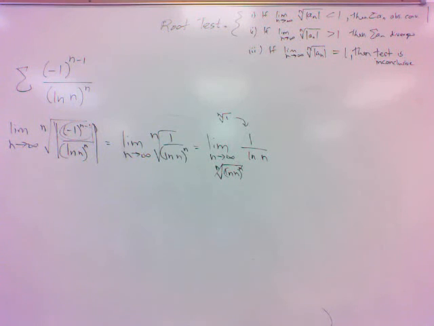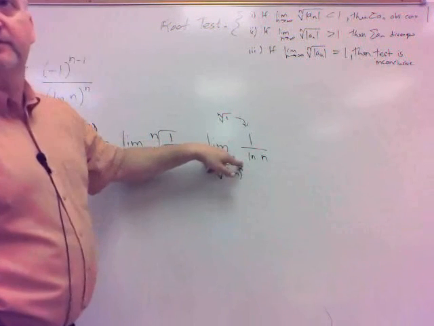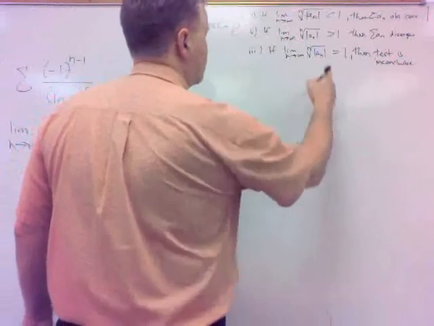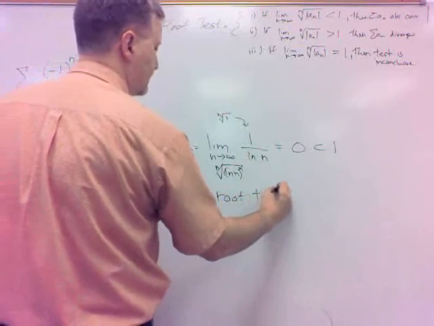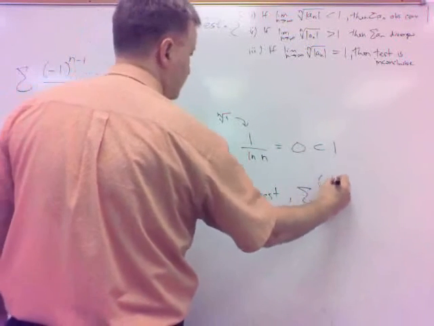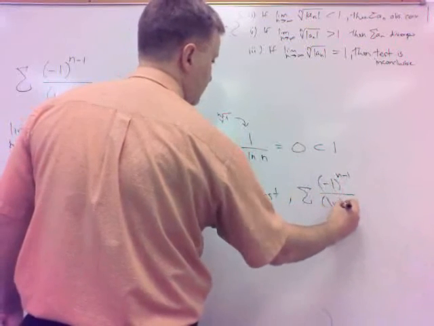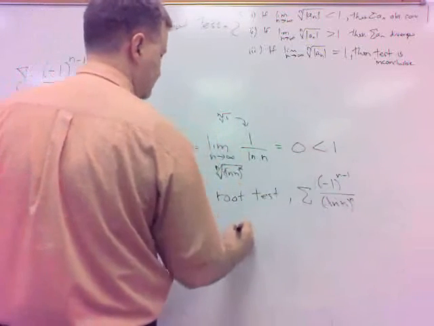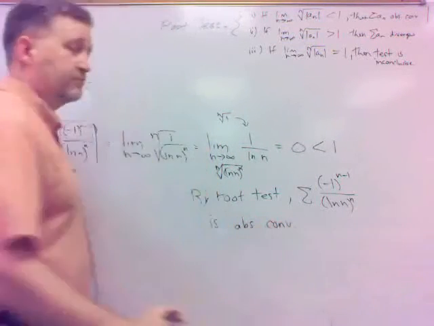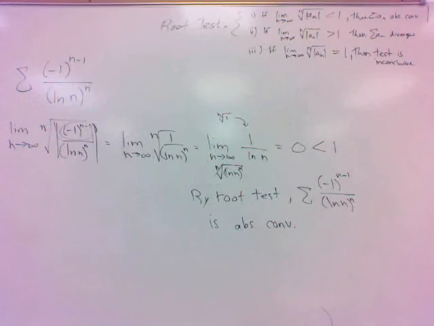So, we're in good shape. Now, n goes to infinity. What do you got? 1 over infinity? 0. That's 0, which is less than 1. So by the root test, this series, negative 1 to the n minus 1 over ln of n to the n, lots of n's, is absolutely convergent. Because remember, absolutely convergent is a little stronger than just convergent. It's absolutely convergent.